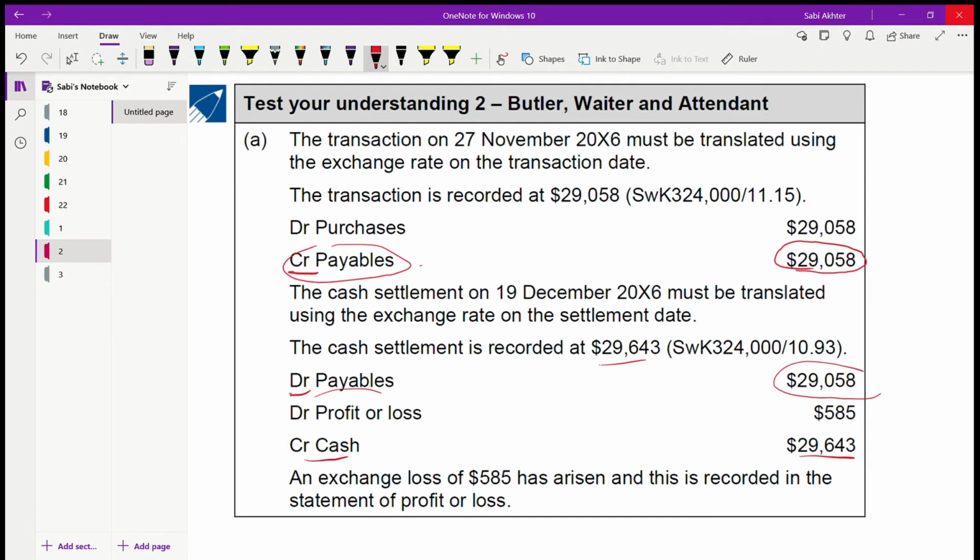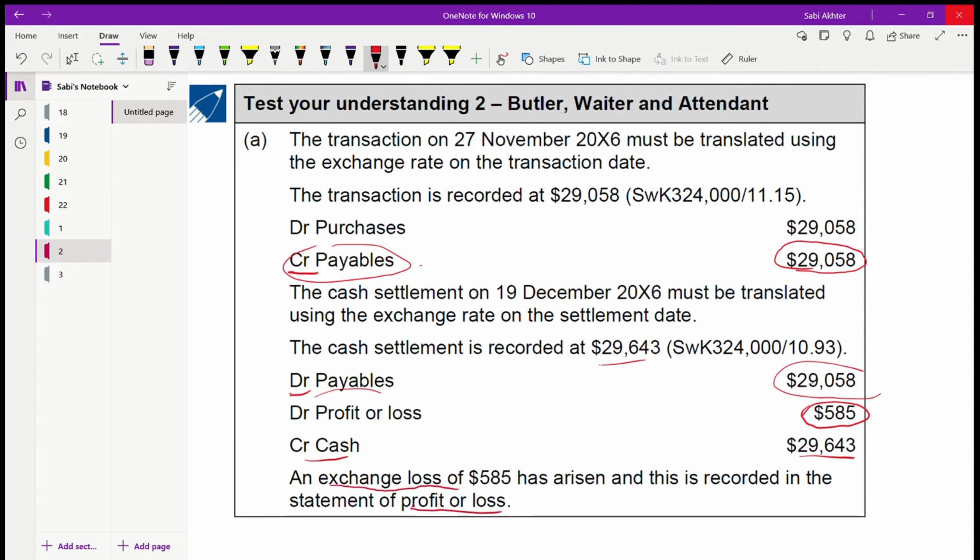So the balance, it could be profit, it could be loss. Definitely you are receiving cash, right? Sorry, this is credit cash. I'm sorry, not receiving cash. You have to pay cash. So you're paying cash more than your payable at the settlement date. So it's a loss. Definitely, this is a loss which needs to be debited. 585. Okay, so it's known as an exchange loss, and this will be recorded in P&L.